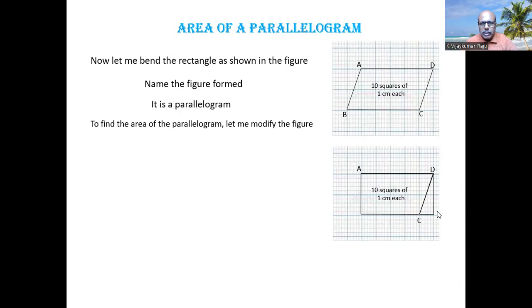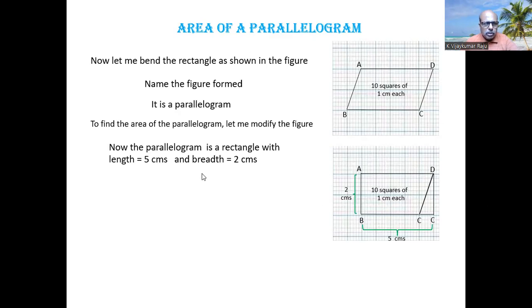Now you see this has become a rectangle. So let us name this point which was here as B, and this will become C. So ABC is a rectangle now. That means the parallelogram has become a rectangle, and the area is 10 centimeters square. You see here, this is 2 centimeter, and this is 5 centimeter. So the parallelogram is now a rectangle with length 5 centimeter and breadth 2 centimeter.